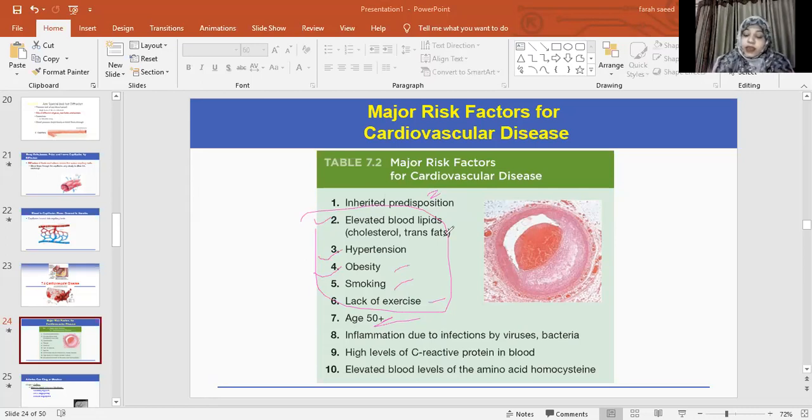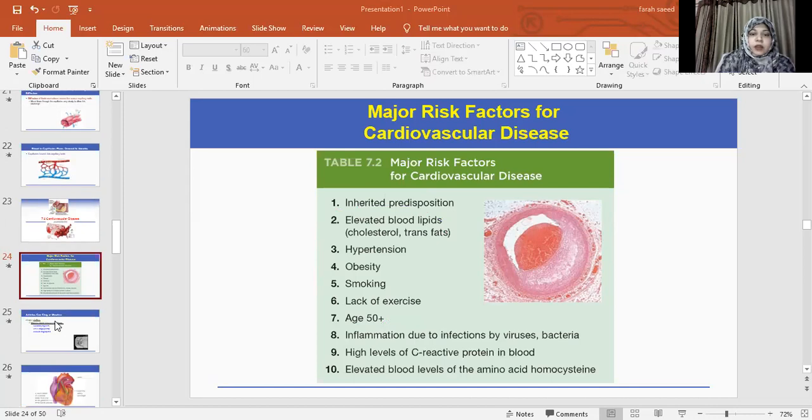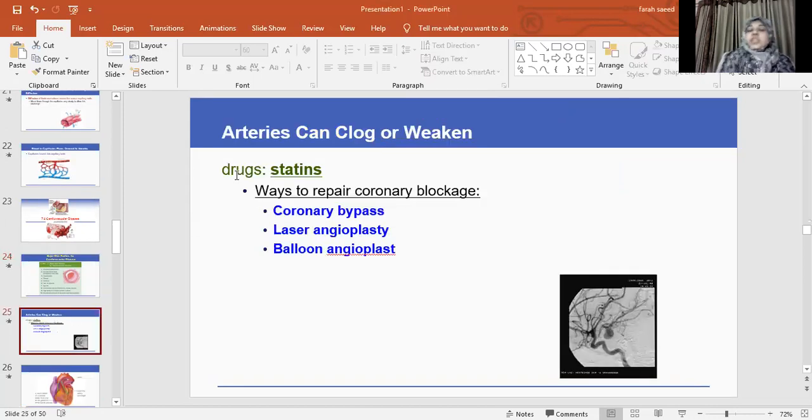Suppose XYZ student or person has inherited CHD. At this time, if the person follows the best diet, does exercise, and does not smoke, then the effect of CHD will be less on that person. Now, if someone gets CHD, the most common thing that doctors give is statins.